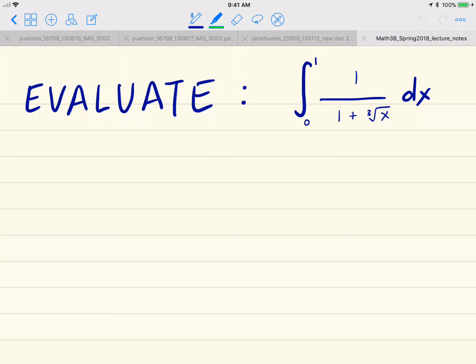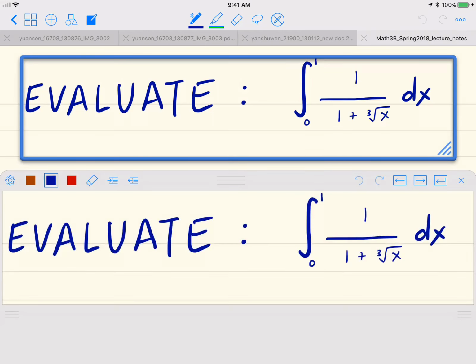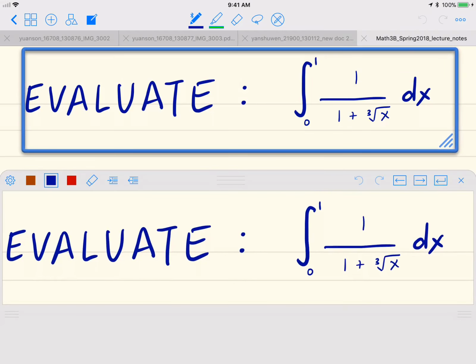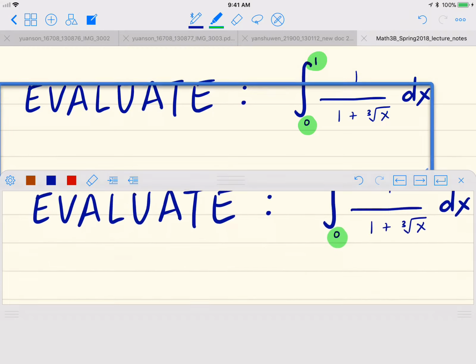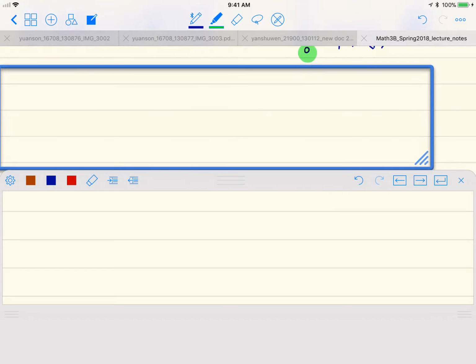For this last problem, we're going to have an additional level of tasks to do because we're going to need to evaluate at the endpoints 0 and 1. So again, believe it or not, this integral is related to the integral of a rational function. So we can use partial fraction decomposition on an integral like this. Okay, so let's get started.